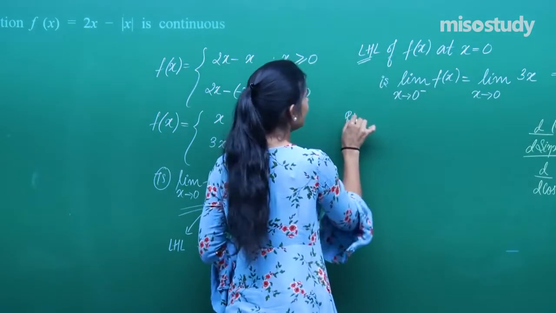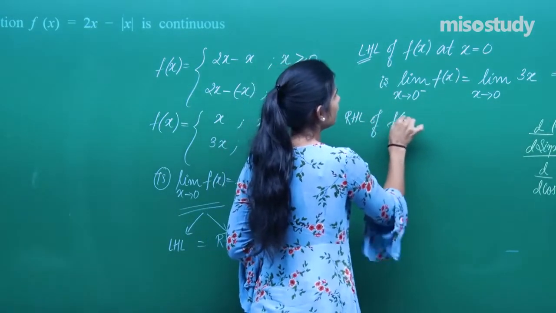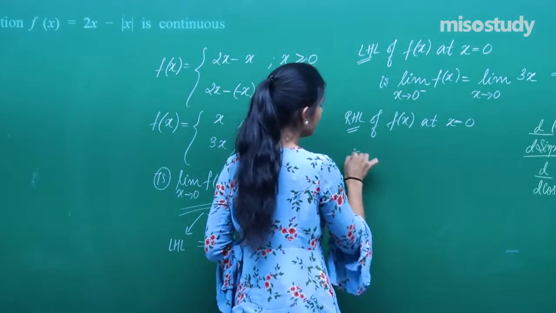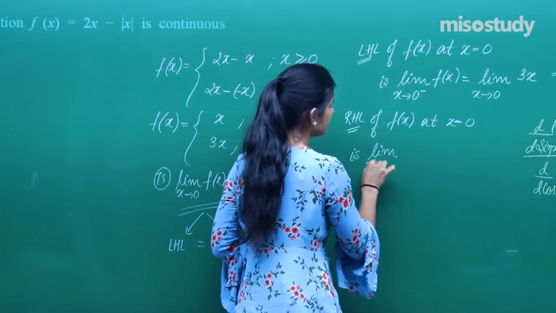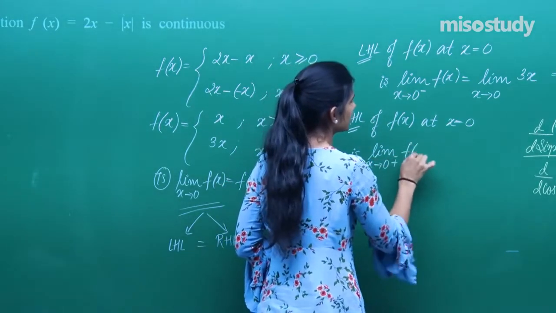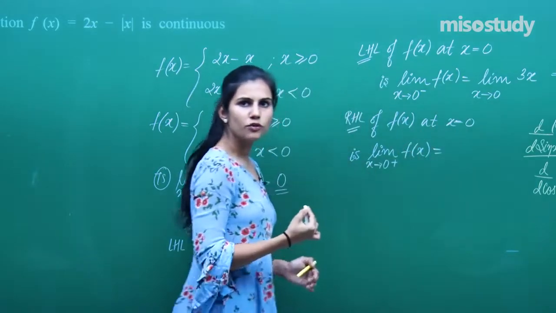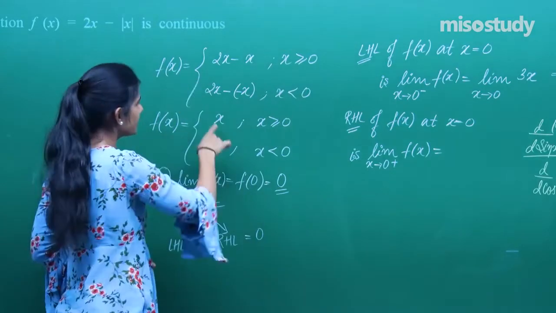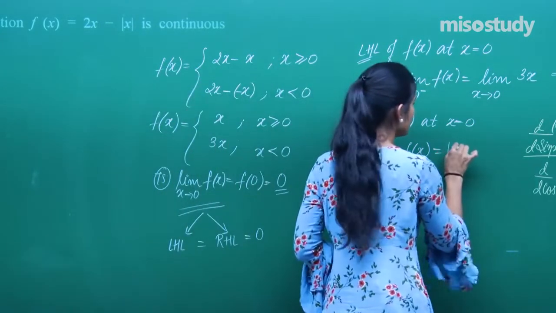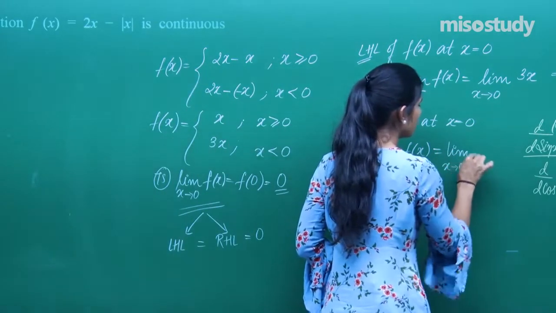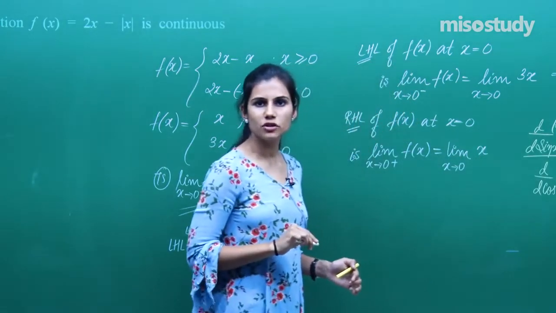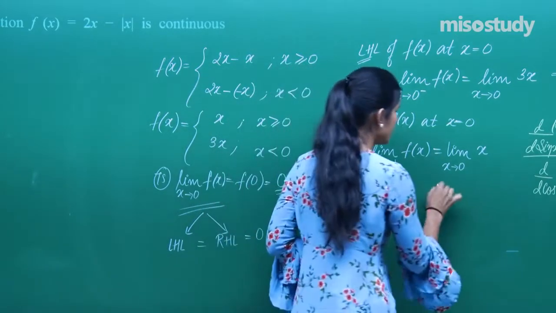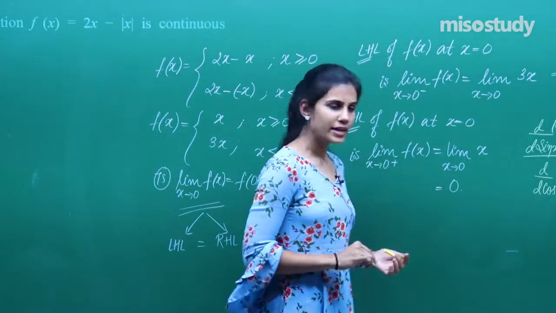Talking about right hand limit of f at 0, what would that be? It is limit x tends to 0 from the positive side of f(x). If x is coming closer and closer to 0 from the right hand side of 0, that means x is greater than 0. For that x, f(x) is equal to x. So this is equal to limit x tends to 0 of x. Again, x is a polynomial function of degree 1. Limit of a polynomial at a point is value of that polynomial at that point, and that is 0. So right hand limit is also 0.